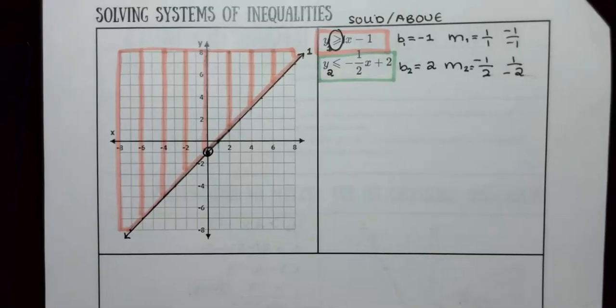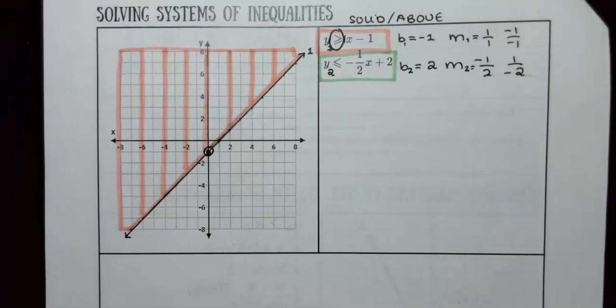All right, so as you can tell, I shaded everything above this line. This looks like what we were doing last week when we were just solving one inequality on a graph. But because this is a system, we're going to do both of these lines. And then we're going to look for the section of the graph that wasn't shaded one time, but was shaded twice. So let's go ahead and graph this out.